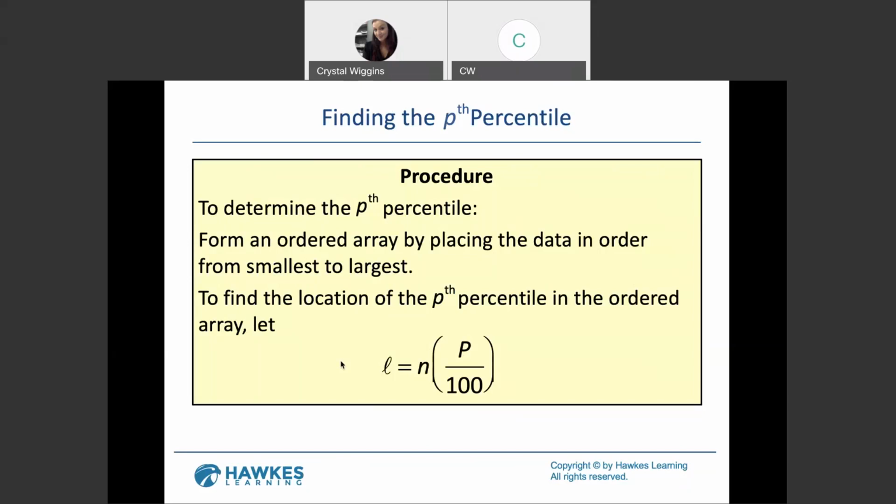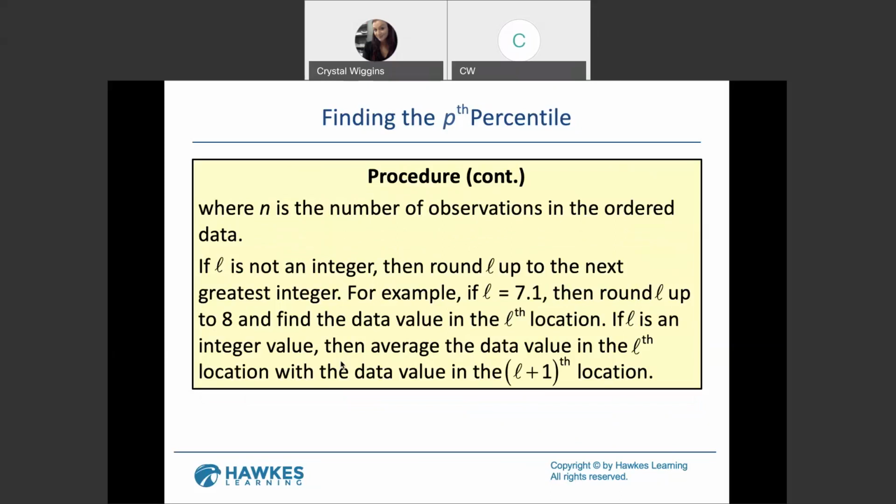To find the location of the pth percentile in an ordered array, you use the formula L equals, L being the location of the data value that marks the specific percentile you're looking for, the sample size n times p, which is the percentile you're looking for, over 100. Where n is the number of observations, or the sample size.